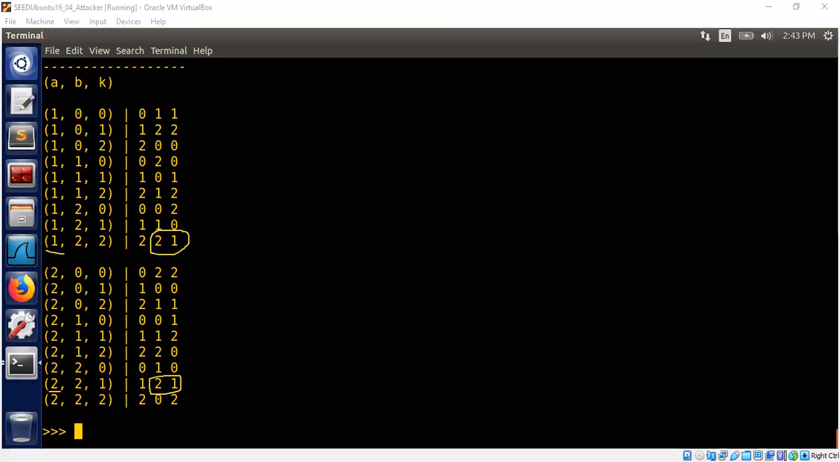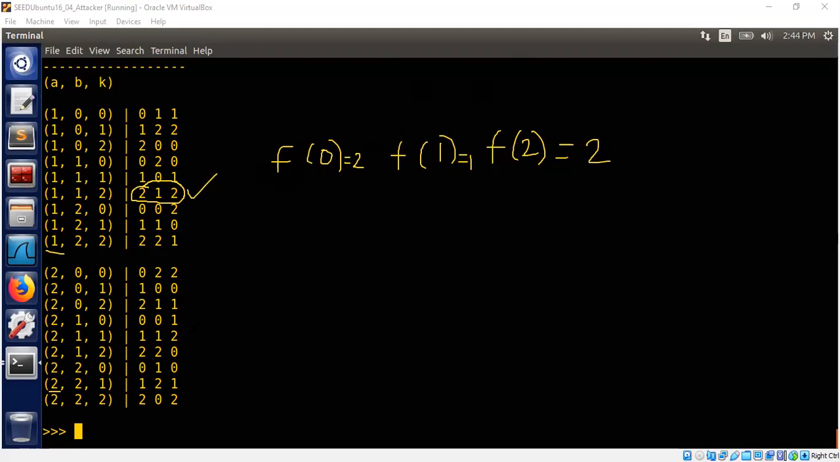If you only know 2 values, okay. If you know 3 values, there's no other place in this table which has this combination 2, 1, 2, which tells you there's exactly only one key possible, which means if you know 3 points, like this, f of 0, f of 1, f of 2, you can reconstruct the original key K. The key K in this case is 2. All right, that's the intuition.